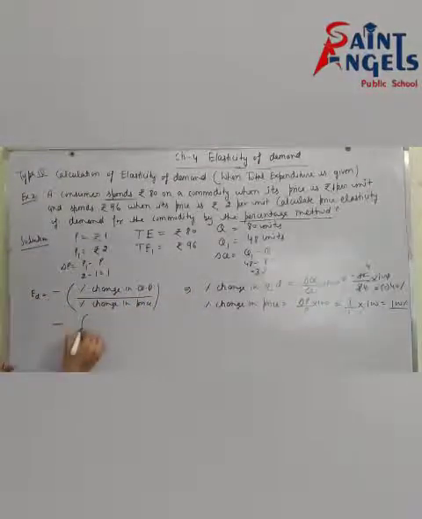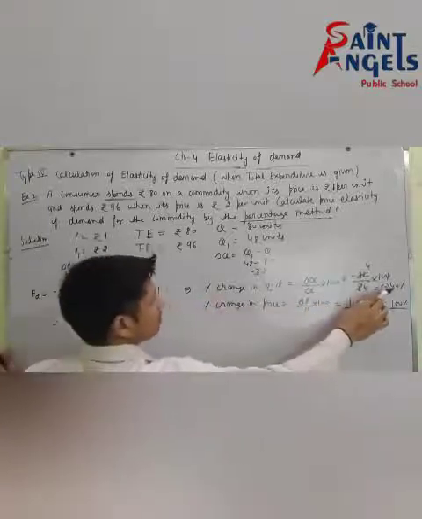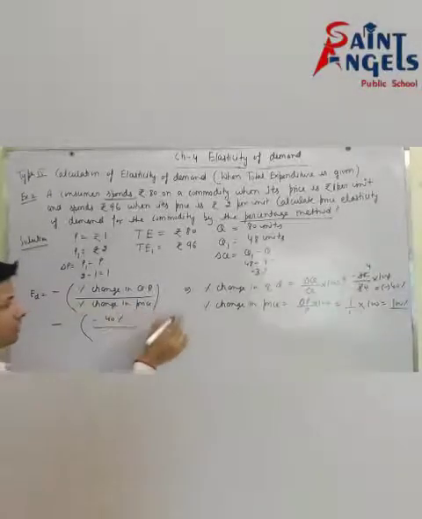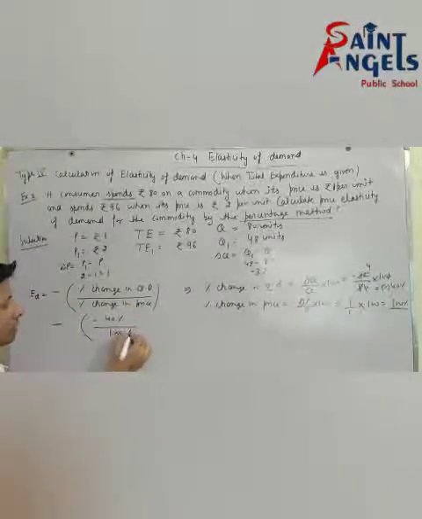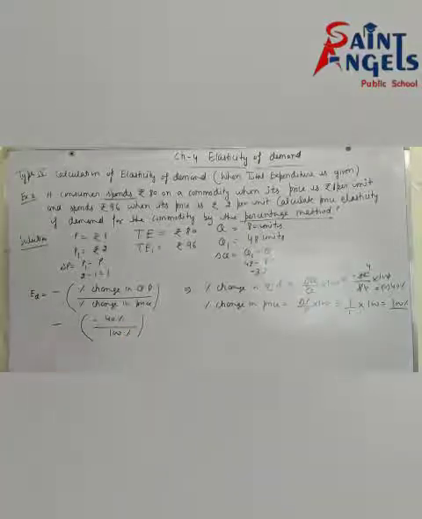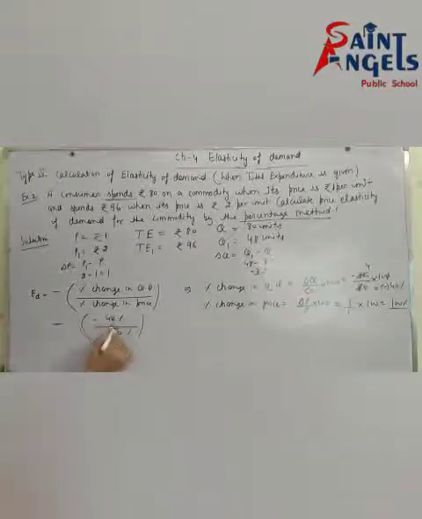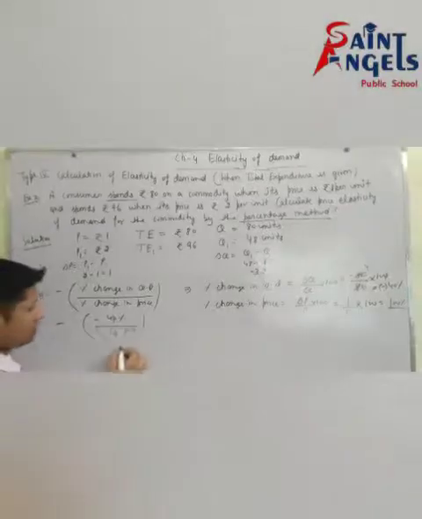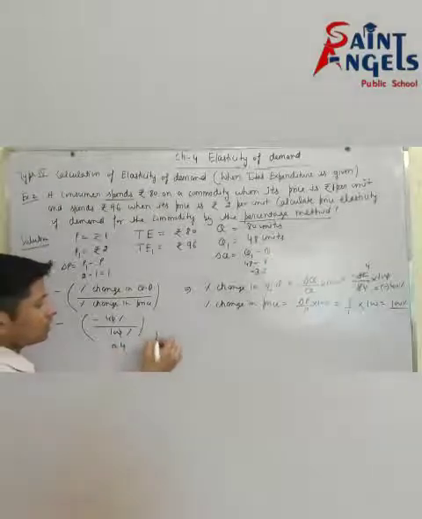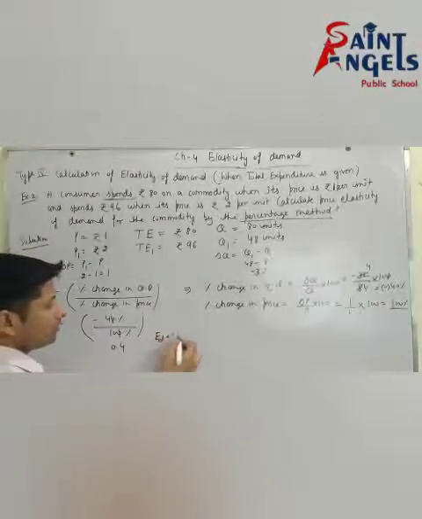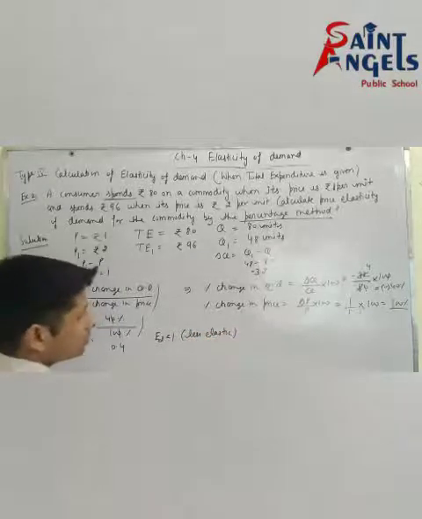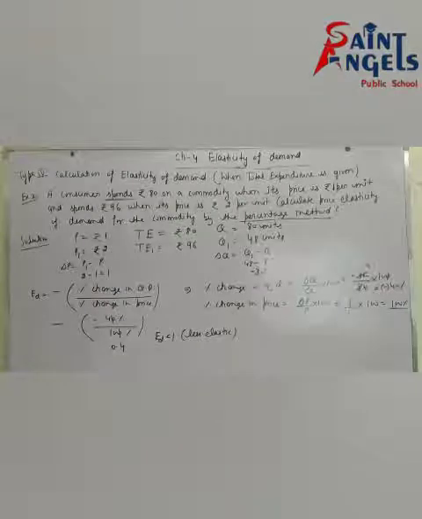See, percentage change in quantity demanded means minus 40%, and percentage change in price means 100%. And this minus sign and this minus sign will become positive, and 0 will be cancelled, and 4 divided by 10 means 0.4. ED is less than 1, means less elastic. So I hope all of you have understood how you will solve this type of question.